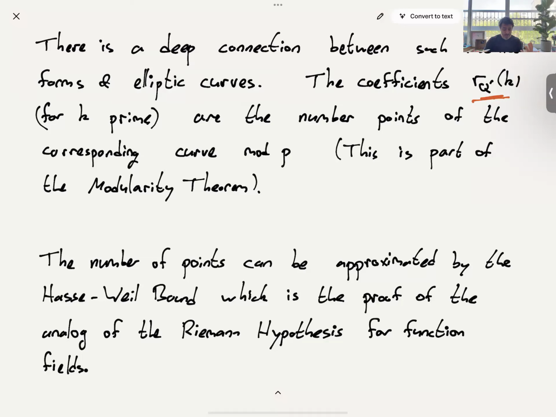And now on top of that, the number of points in an elliptic curve over a finite field can be very well approximated by the Hasse-Weil bound, which is equally deep, because the Hasse-Weil bound is essentially the proof of the Riemann hypothesis, but not for the usual ring of integers. That's, of course, a conjecture, a hypothesis. But for function fields, namely when you are looking at some algebraic curve and look at the function field, you have these analogs of primes and divisors and so forth.